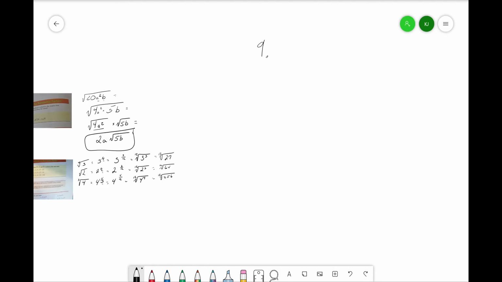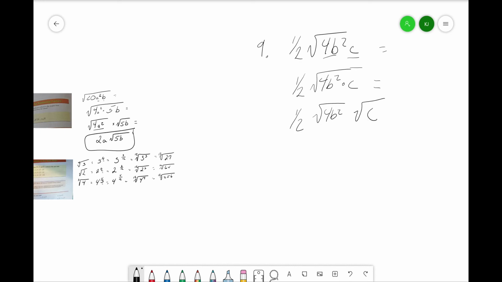So for 13.8, let's do question 9. So you have 1/2 times the square root of 4b squared c. So first we want to separate our factors out. So then we have 1/2 times the square root of 4b squared times c. So we want to actually emphasize the fact that we're multiplying this by the square root of c. And then we're going to have 1/2 times the square root of 4b squared times the square root of c, which we already know that 4b squared can be reduced down. So then we have 1/2 times 2b times the square root of c.